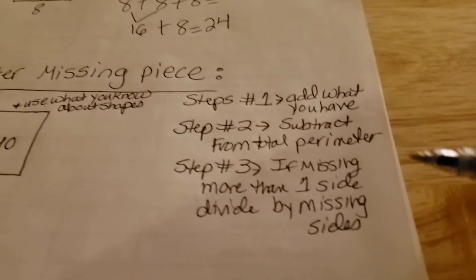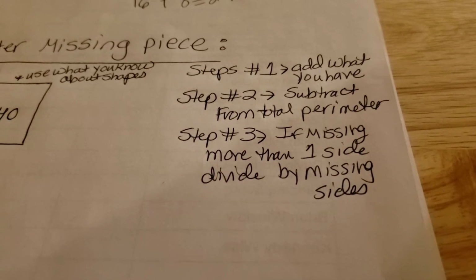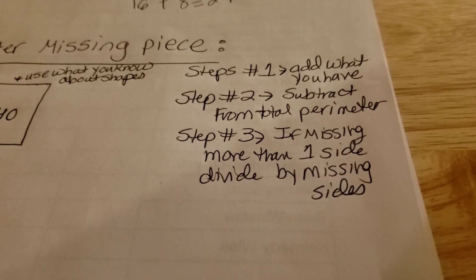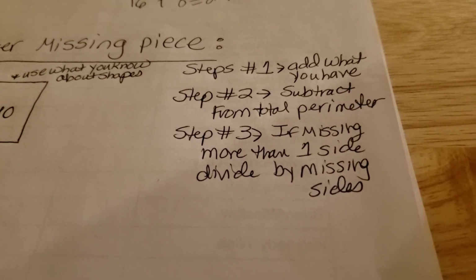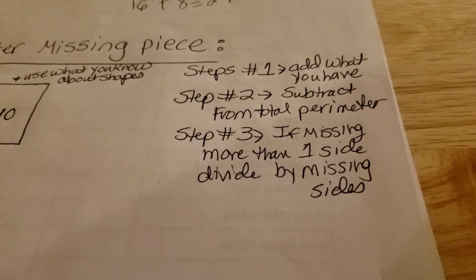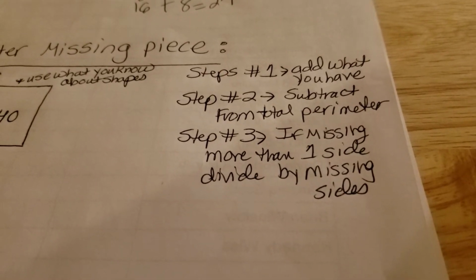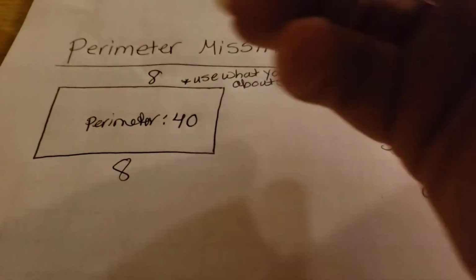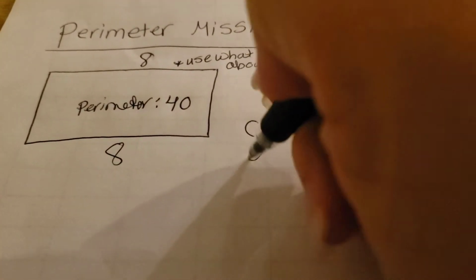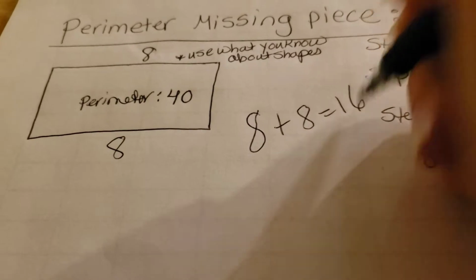In order to do that, they've been given a set of steps. Step 1 is to add what you have. Step 2 is to subtract that from the total perimeter. And step 3 is if there is more than one missing piece, divide by the missing sides. Okay? So adding what we have, 8 plus 8 is 16.